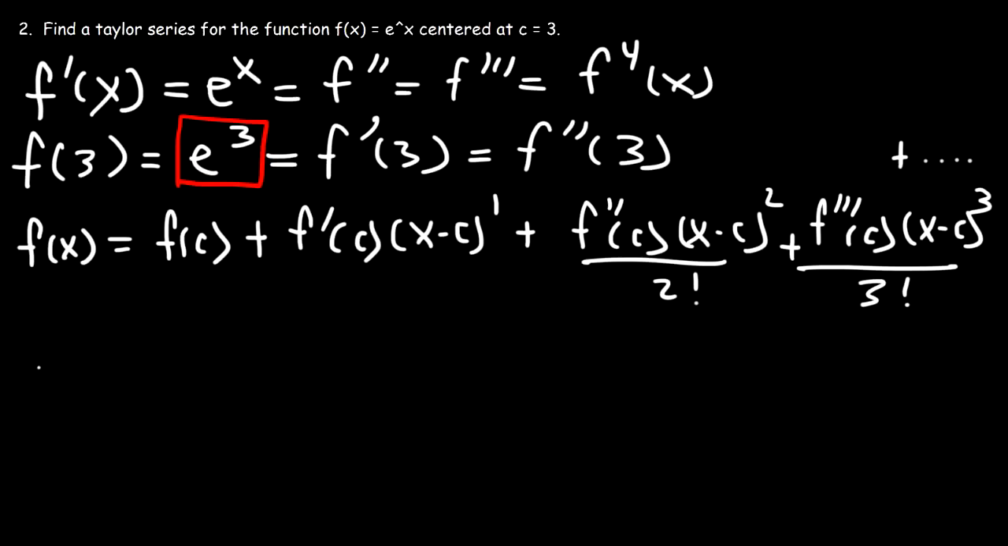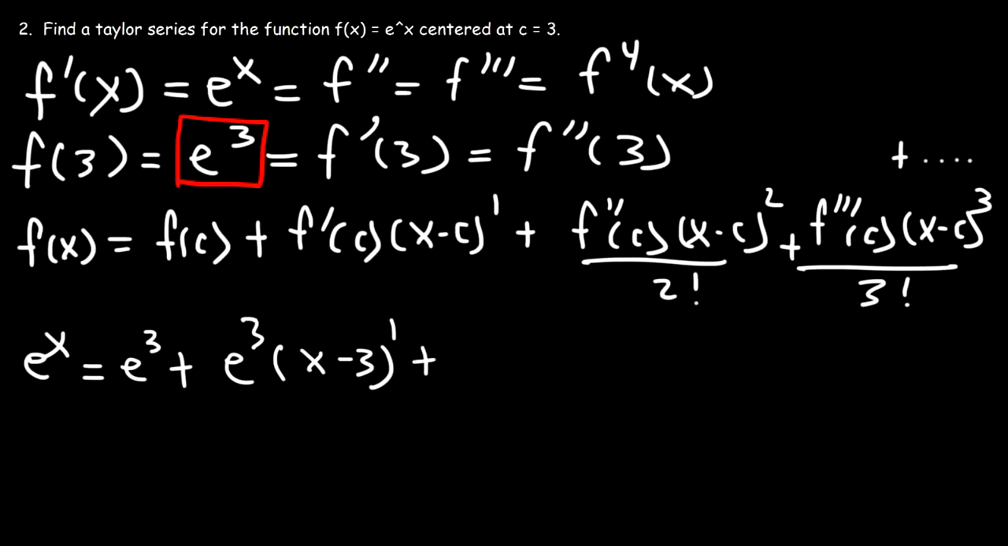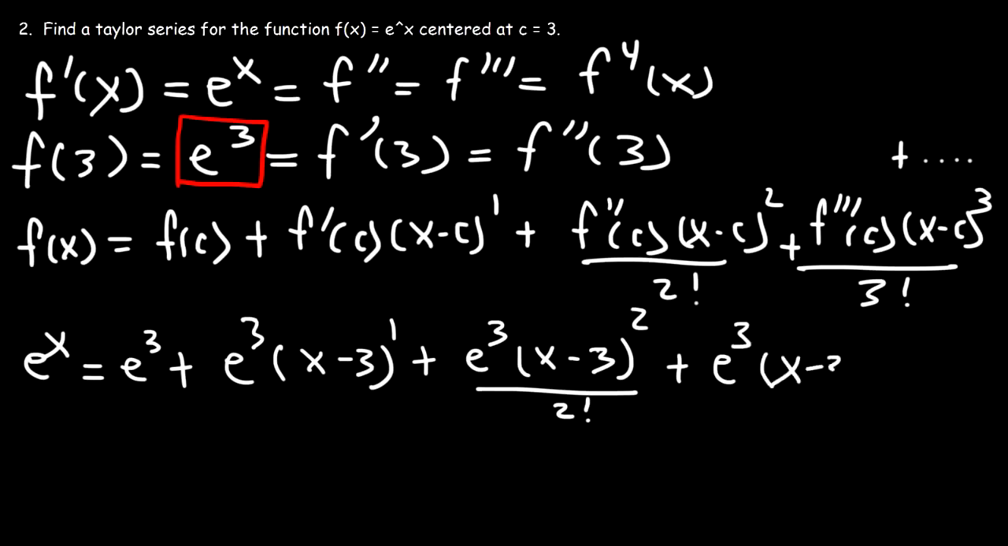So our f of x is e to the x, and f of c, or f of 3, that's e to the third power. F prime of c is going to be the same thing, e to the third power, but times x minus c, where c is 3. And then f double prime of c is also going to be e to the third power, and then it's going to be times x minus 3 to the second power over 2 factorial, and then it's going to be e to the 3 times x minus 3 to the third power over 3 factorial.